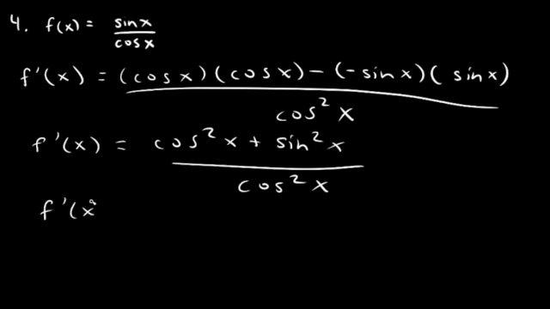Now, if you know your Pythagorean identity for trig identities, then you should know that cosine squared x plus sine squared x is equal to 1. So we get 1 over cosine squared x, which equals secant squared x because of, again, trig identities. It's very important for you guys to know your trig identities at this point, so I'd highly recommend you do that.